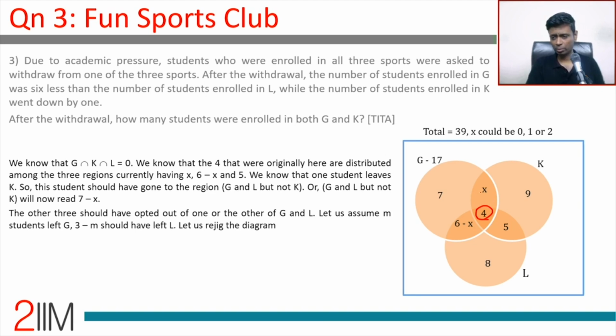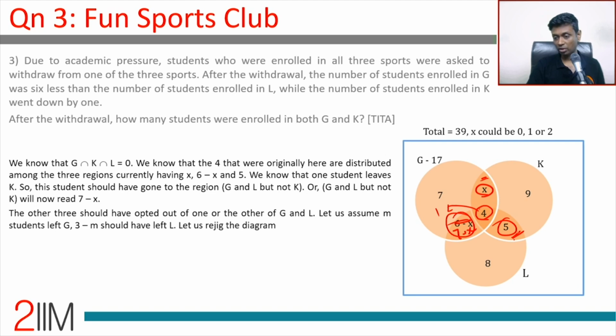These 4 are going to get distributed across this, this, and this. The number for K drops by 1, or one of the students withdraws from K. That means one student goes here. From 4, 1 goes here. The other 3 need to go here and here. So if 1 goes here, this is going to become 7 minus x. Right? Now we don't know how many go here and what go here. Totally 3 disappear here.